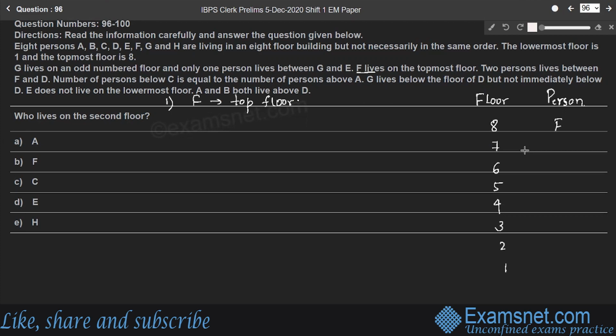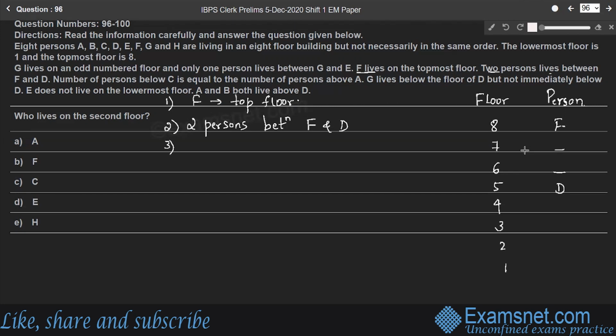F lives on 8th floor, right? Next point here, 2 persons live between F and D. So 2 persons between F and D. Therefore, D's floor will be 5th floor. Right?